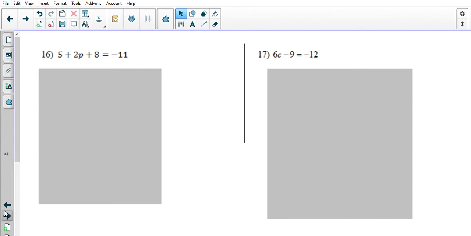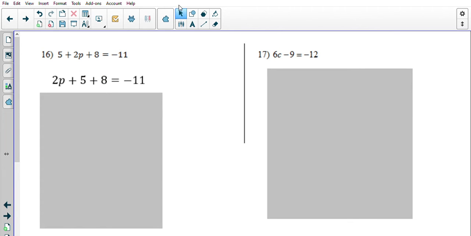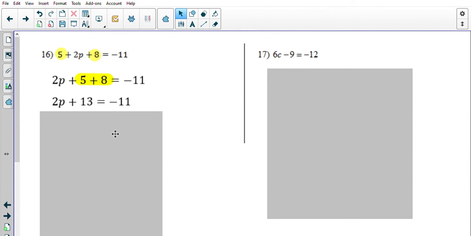All right, let's take a look at number 16 and 17. So number 16, we have 5 plus 2p plus 8 equals -11. Let's put our like terms side by side. Those are actually our two constants in this one, 5 and 8. So combine 5 and 8 together to get 13. Now you just have a two-step equation.